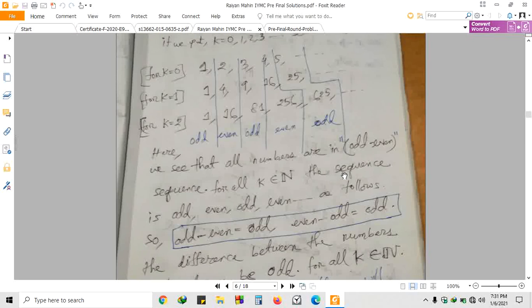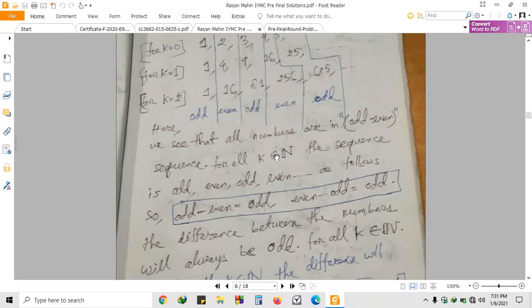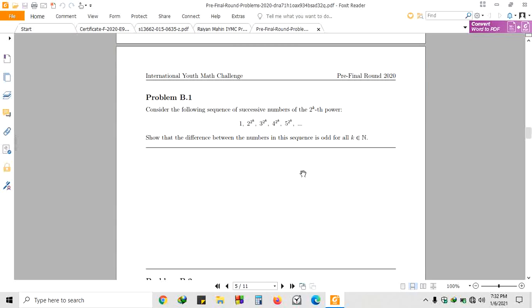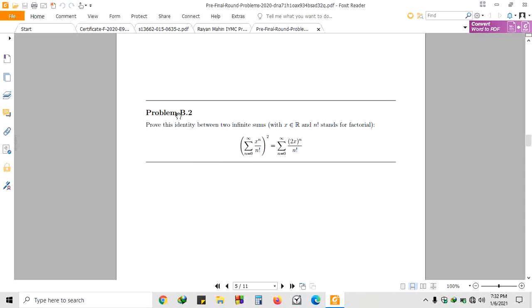So whatever the value of k, the sequence will always be like that. As we know that odd minus even equals odd and even minus odd equals odd, this was the main point of this problem. So for all k belonging to the natural numbers, the difference between the numbers in the sequence will always be odd. So that was how I showed that it will always be odd. So let's go to the next problem. B.2 I have solved using the ratio test, but I am not sure. I guess there will be a much better solution, so I want to discuss.